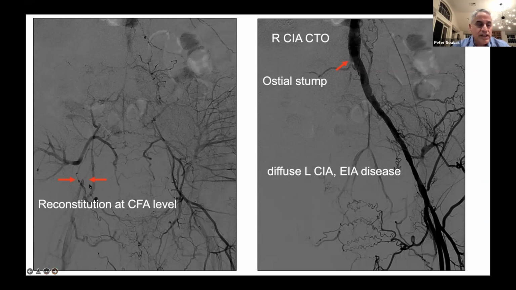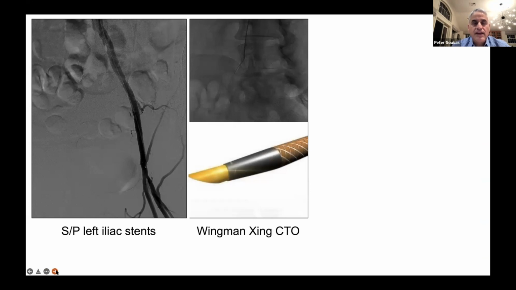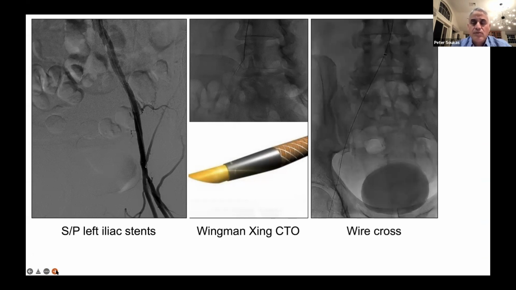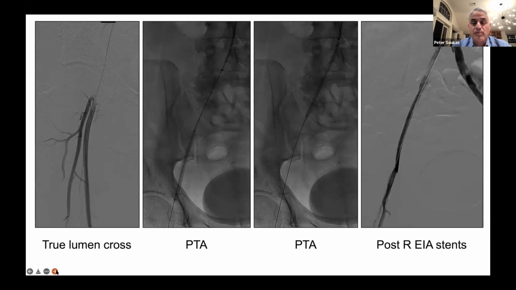There's reconstitution here of the common femoral at the top of the femoral head. And we went ahead and treated the iliac disease first on the left, and then used a Wingman device. This is a crossing device made by Reflow Medical, which we found to be very helpful. And we were able to deliver a wire through that occlusion relatively quickly and confirmed that we were in the true lumen with a selective angiogram here, and then PTA with small balloons, because if you're subintimal, you don't want to take a big balloon and get a rupture. So small balloons to make sure you don't have a perforation.